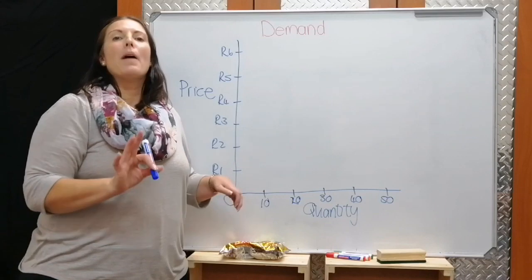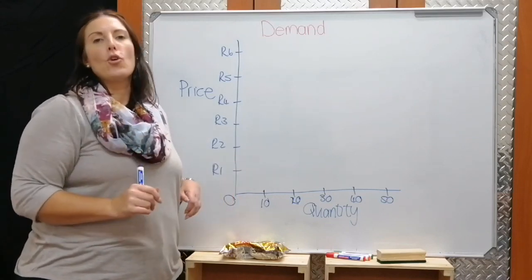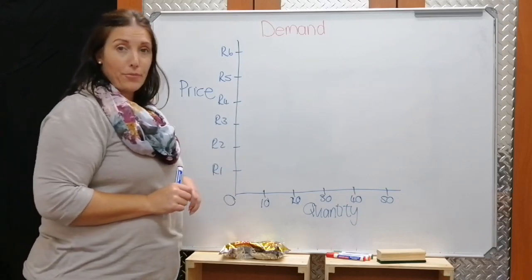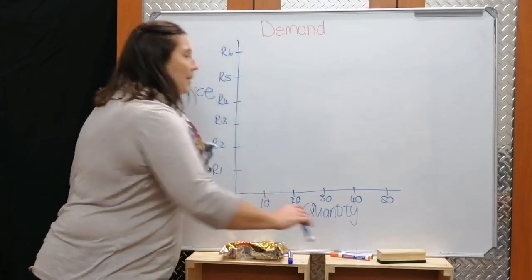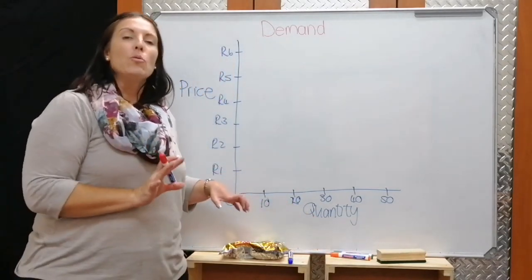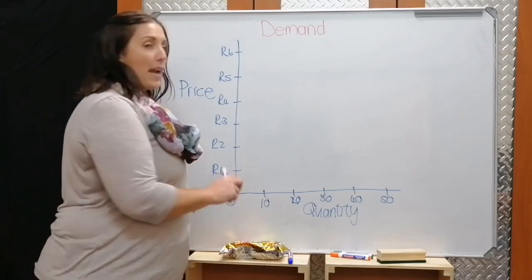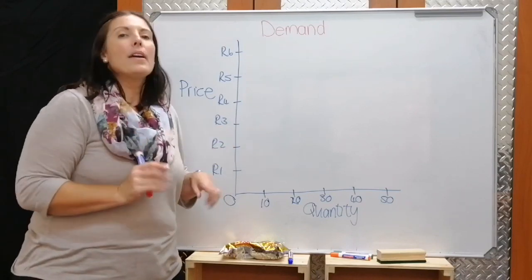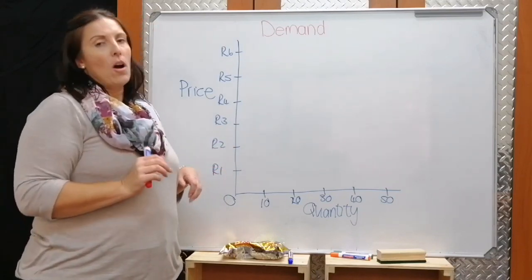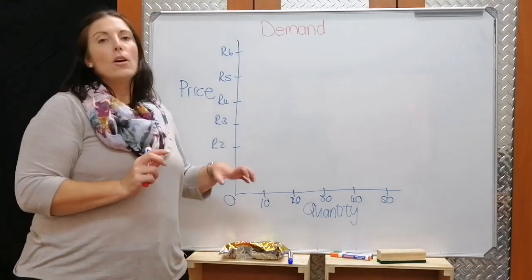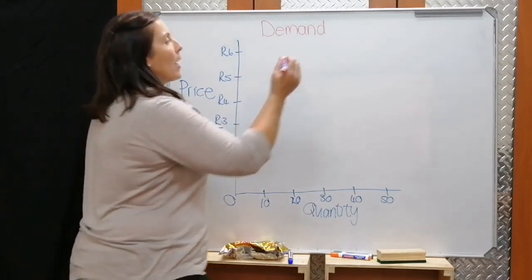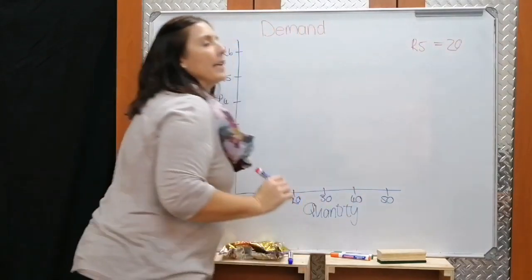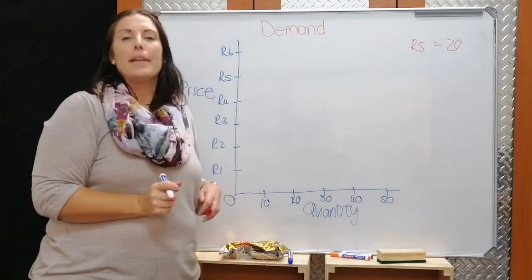Now let's use my class. One grade 9 class that comes to me for EMS, and they want to buy Twiggles chips from me. You know that we normally sell it in our school for 5 rand a packet. Let's say in a class of 30 students, at 5 rand, 20 students are willing to pay 5 rand for a packet of Twiggles chips. So I'm going to write it over here. For 5 rand, 20 students are willing to pay 5 rand to buy this packet of chips.